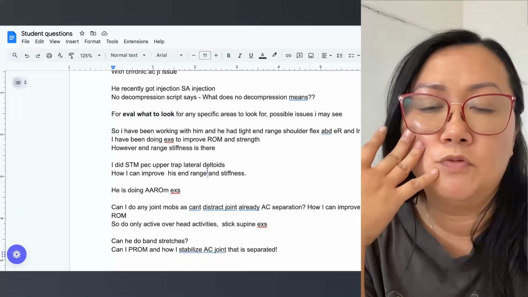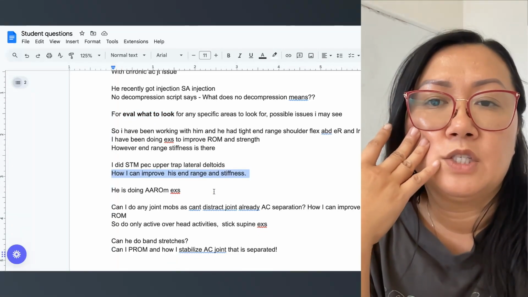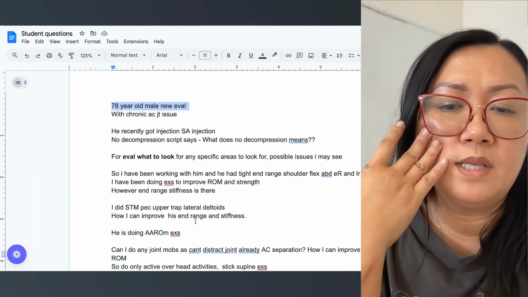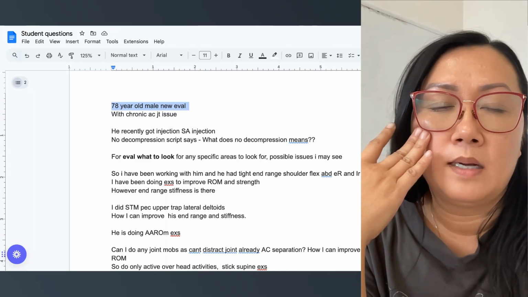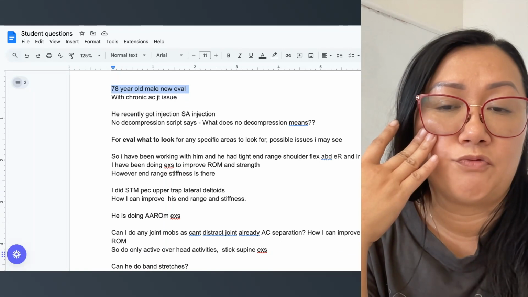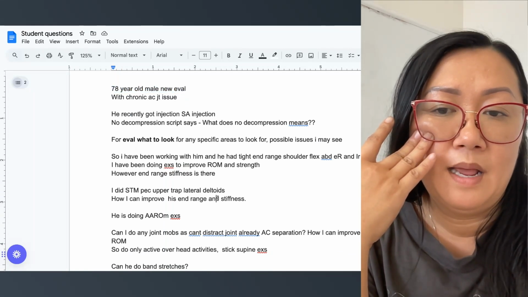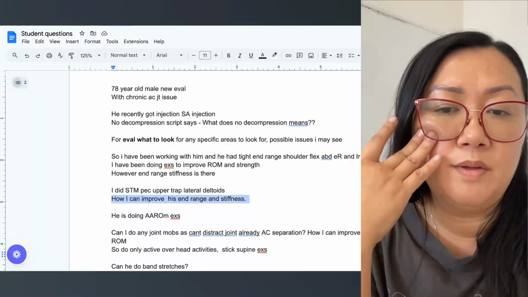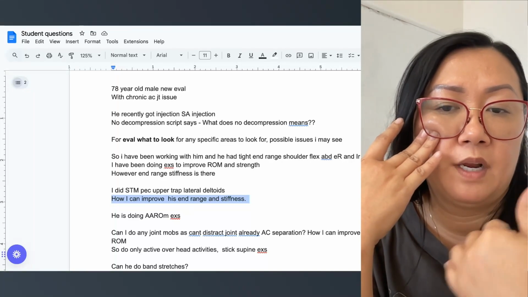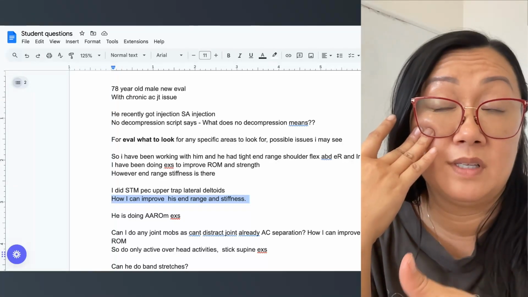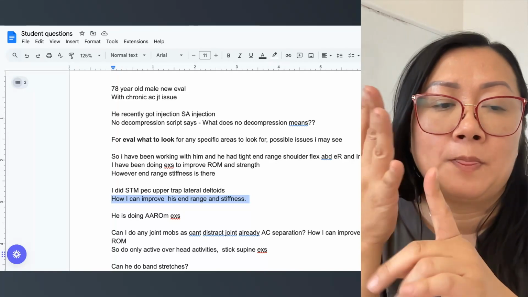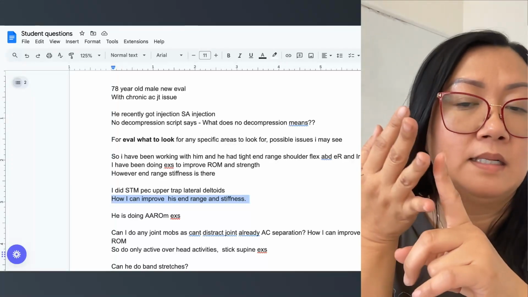How can I improve end range stiffness? If this is chronic in nature and this is an 80-year-old person, I want you to think about the high possibility of arthritis in that joint. And that's going to limit how much you can improve in terms of getting that end range and the stiffness. It's not to say you can't get better. Of course you can get better. It's just not going to get better fast.